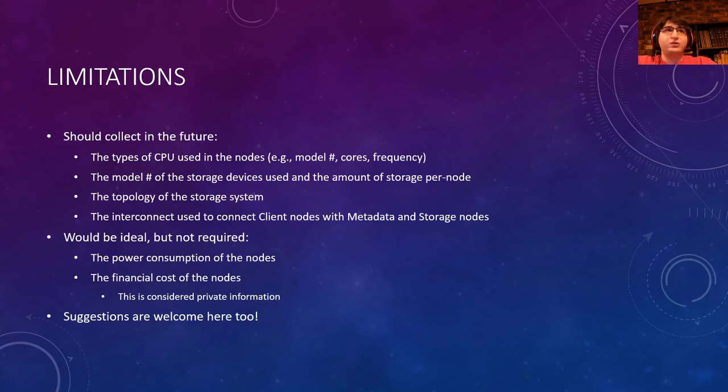In order to answer these research questions, we should be collecting additional information in the future. The types of CPU used in the nodes, the model number of the storage devices used and the amount of storage per node, the topology of the storage system, and the interconnect used to connect client nodes with the metadata and storage nodes. This all has to do with associating the design of the computer with the performance derived from the benchmark. Ideally, we would also be collecting information on the power consumption of the nodes and the financial cost of the nodes. However, this information may be considered private or difficult to collect.